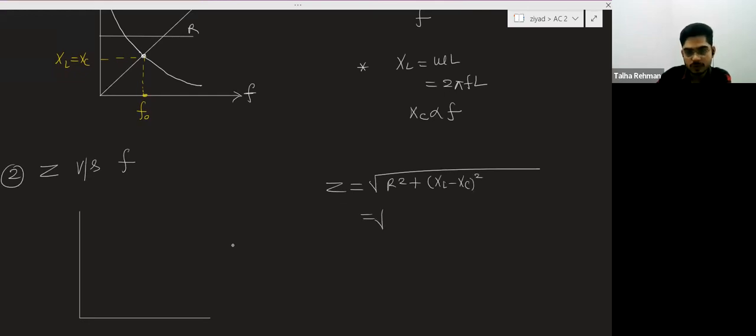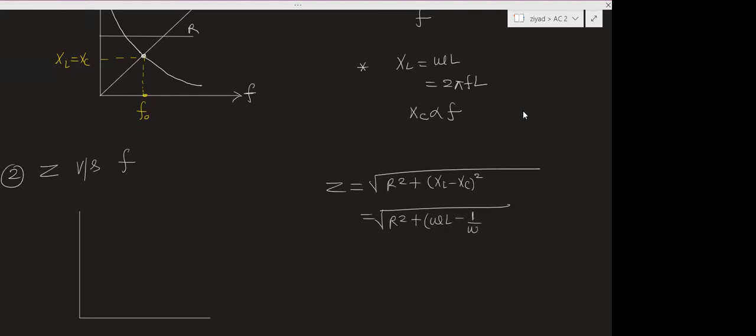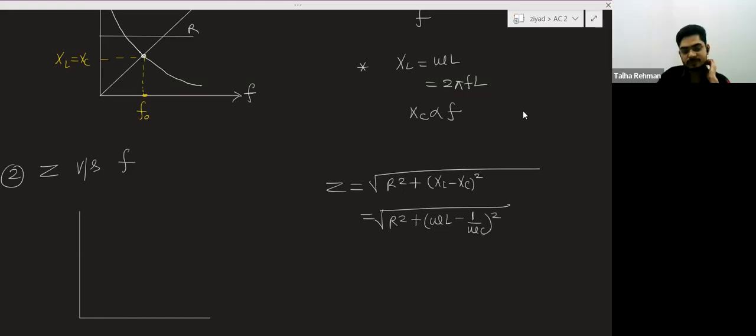Now we can write this as R square plus, what is XL? XL is omega L, XC is 1 upon omega C, and a square of this. Omega can be written as 2 pi F, so this is R square plus (2 pi F L minus 1 upon 2 pi F C) square.